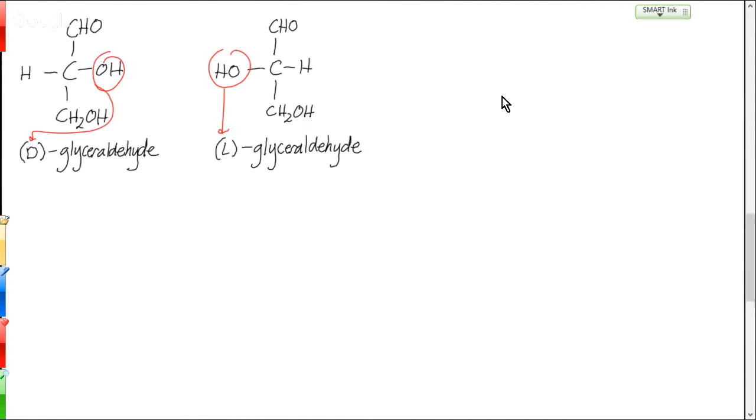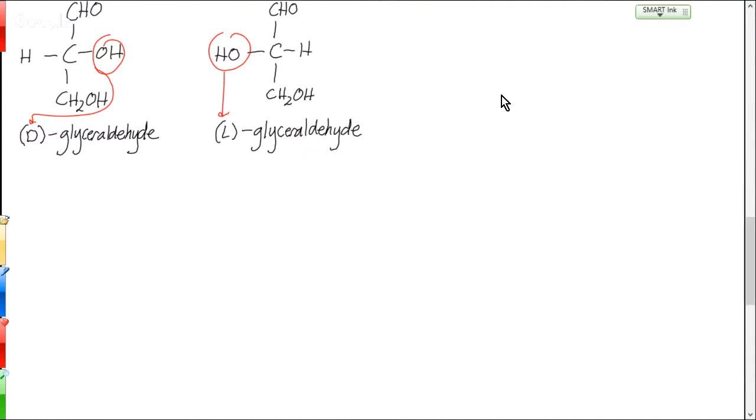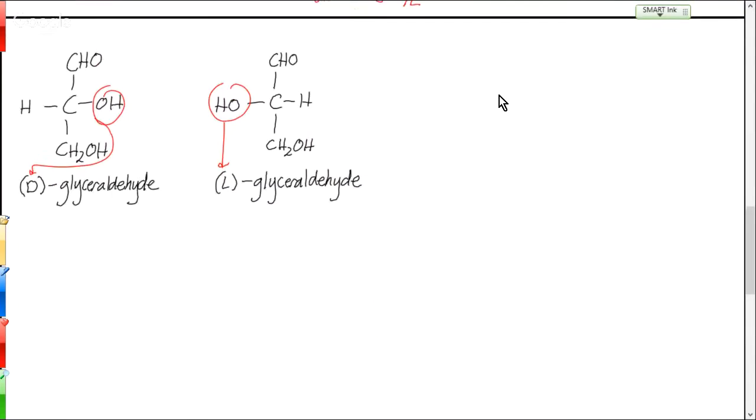Because with the amino acids, it's the opposite. The L amino acids are the common ones. The D sugars are the common ones. We should write: they're both glyceraldehyde, but one is D-glyceraldehyde and one is L, and those are different molecules. Those are stereoisomers or enantiomers.